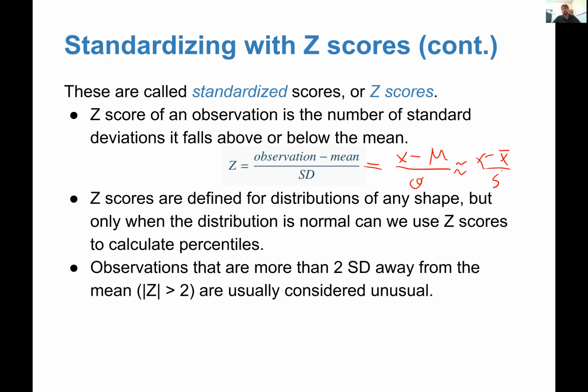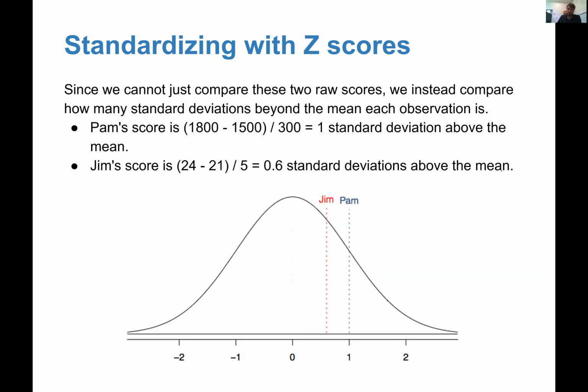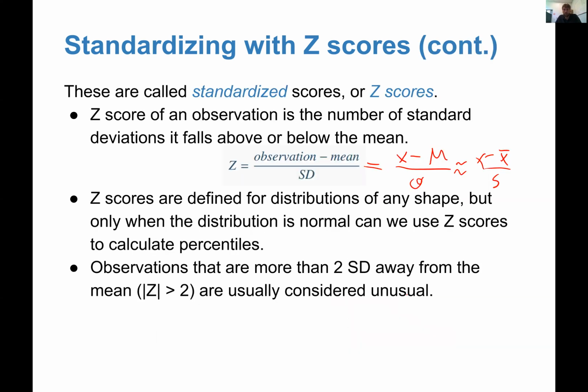Okay, so z-scores are defined for distributions of any shape, but only when it's normal do they really mean anything. And so notice that anything beyond 2 standard deviations away from the mean is super unusual. Let's go back. So anything outside 2 and -2 is fairly unusual. Most of the probability is inside there.